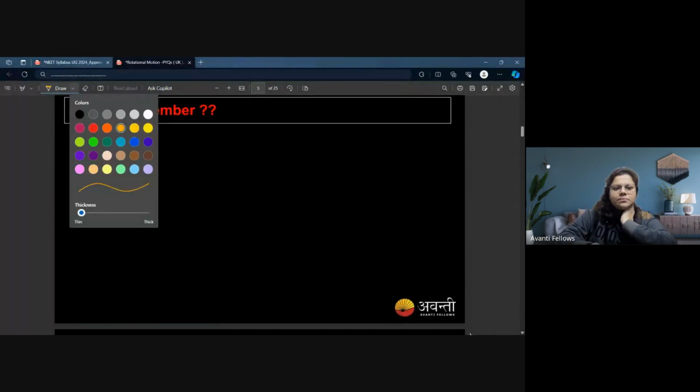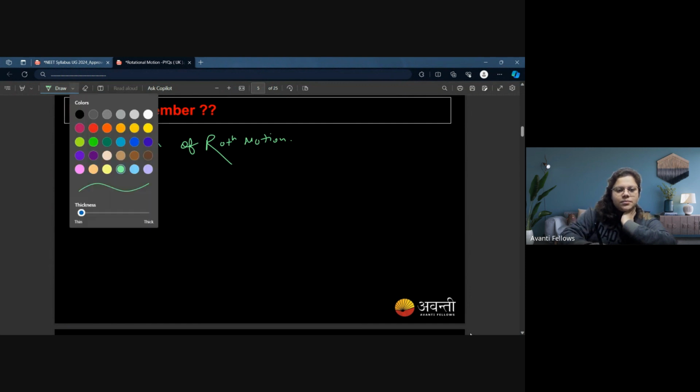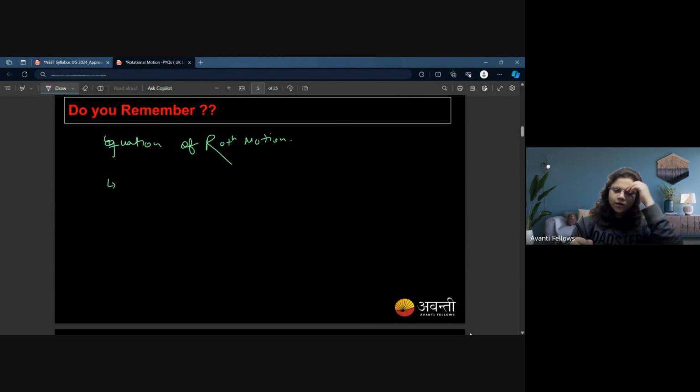Besides that, the most important thing which I realize is the equations of motion, equations of rotational motion. What are those three equations? Tell me. Gayatri, can you help me with these equations? Gayatri, are you there in the class? Yes, ma'am. Okay, so give me the three equations of rotational motion basically.